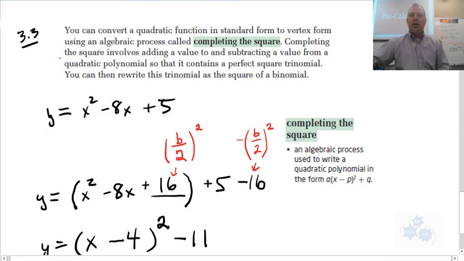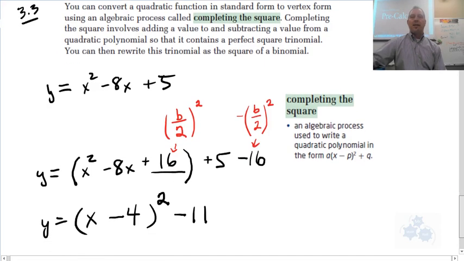All right, 3.3. In 3.3, we are completing the square. This is how you go from standard back to vertex form.